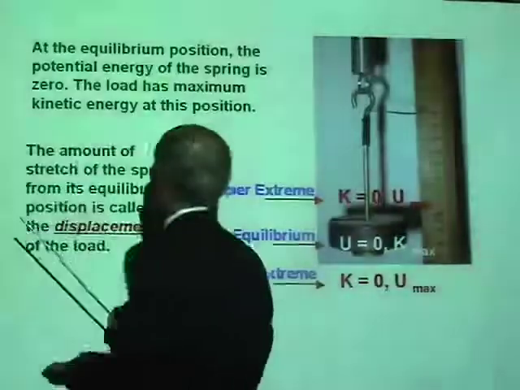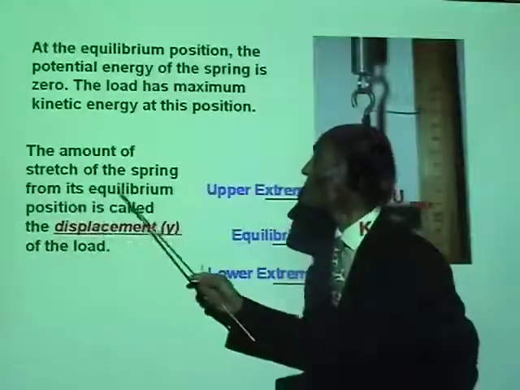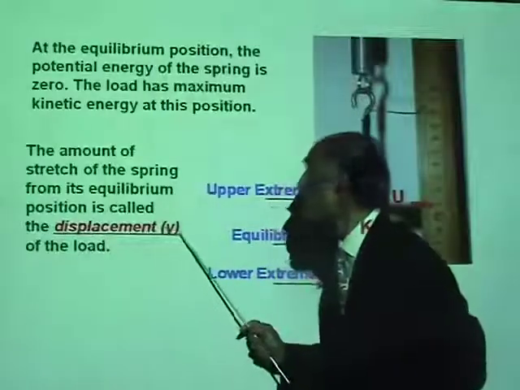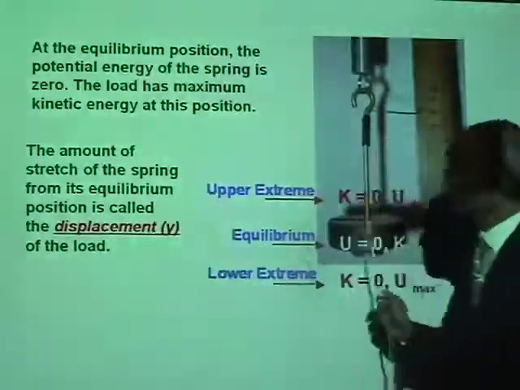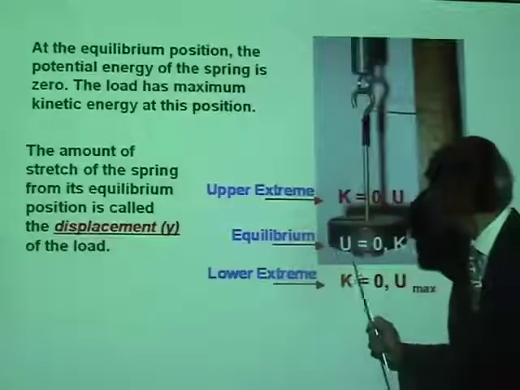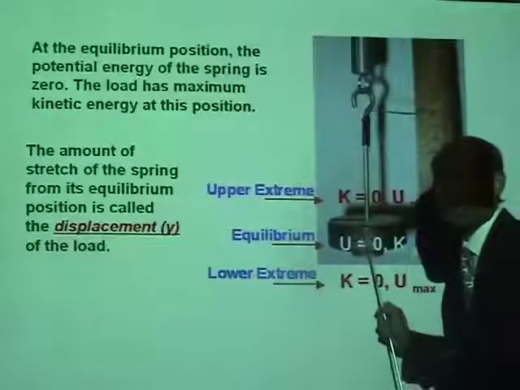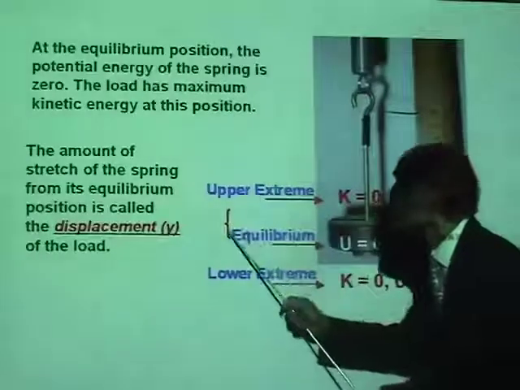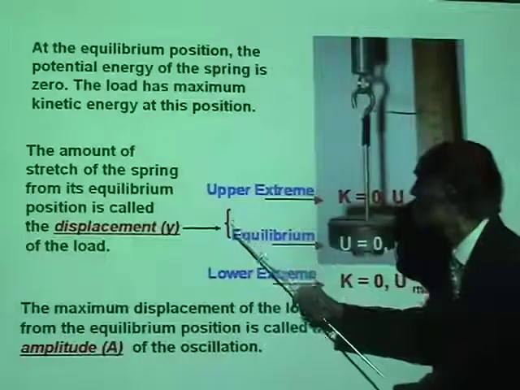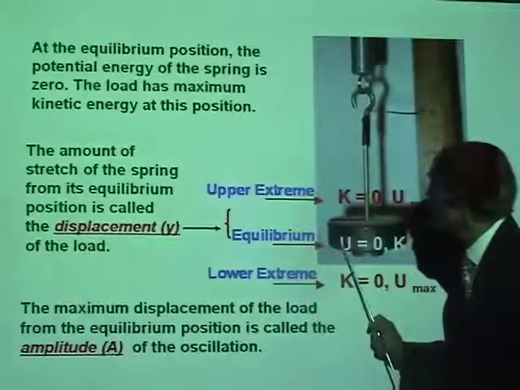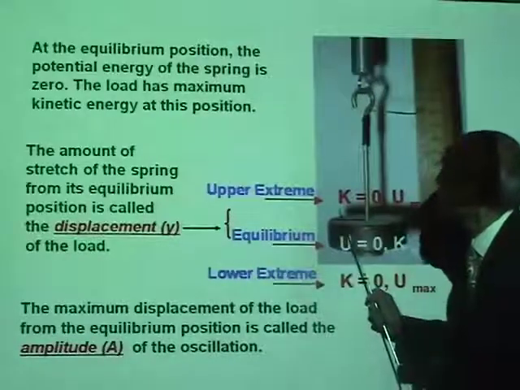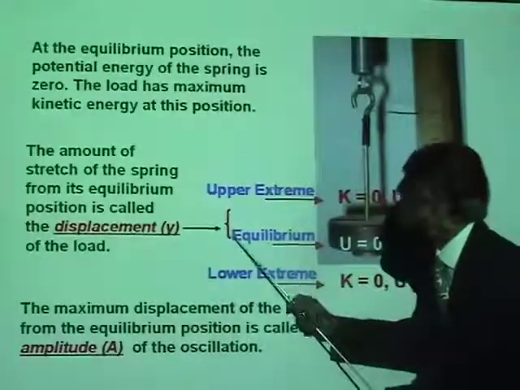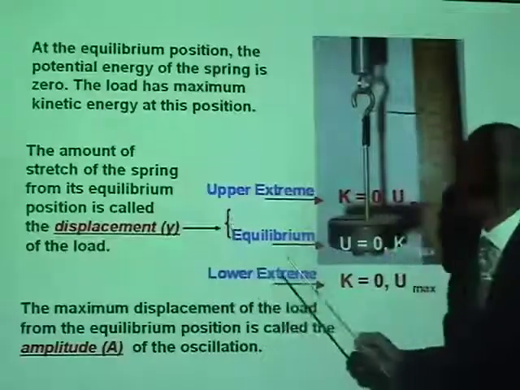The amount of stretch of the spring from its equilibrium position is called the displacement Y of the load. You can see the load is at the equilibrium position. As it keeps moving up, the displacement Y, you can see at any particular position, the distance the load moves from the equilibrium position is called the displacement, and we will represent that by the letter Y.